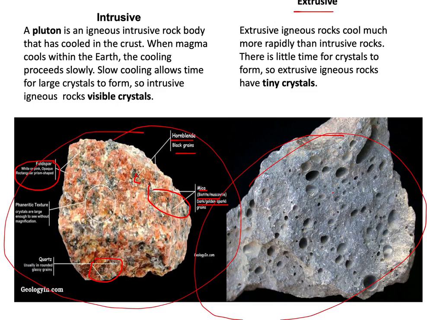Vesicles are nothing but, when the extrusion is happening, the gas that comes from beneath gets trapped within these rocks, and when they cool very quickly, these gases are trapped. Eventually, when the gases come out of those rocks, you can see these vesicles. That's why they are known as vesicular basalts.